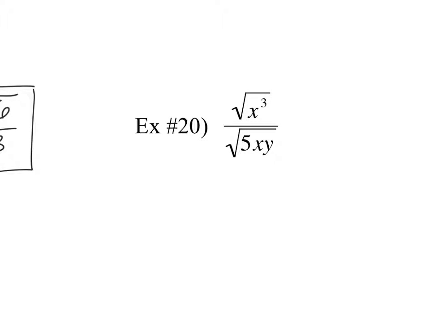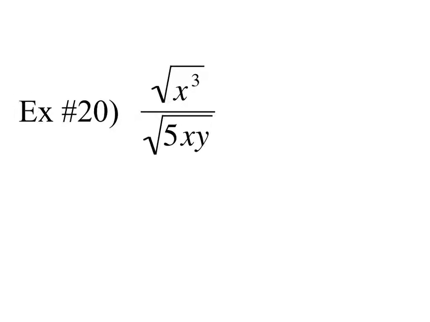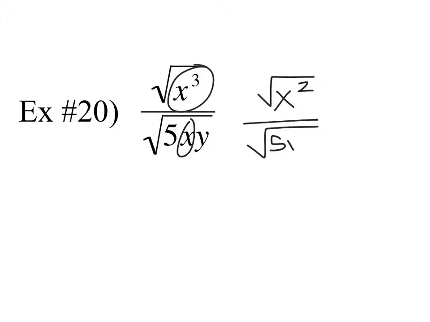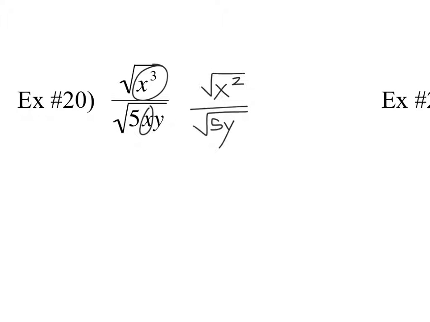Knowing that, we need to rationalize this. Now, here's the thing. When you're rationalizing, you want to simplify anything you can first. For example, I have x cubed and I have x. So I'm going to go 3 minus 1 gives me rad x squared up top and rad 5y on the bottom. You see that? Do that first before you rationalize. It'll make your life so much easier. And then you can even take the square root of x squared and you get x over rad 5y. So simplify anything you can before you start to rationalize.